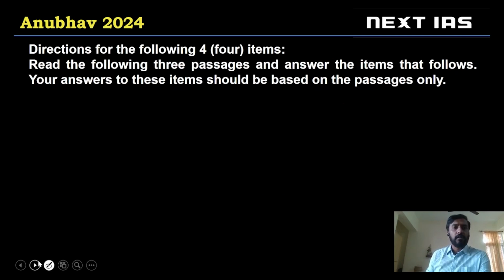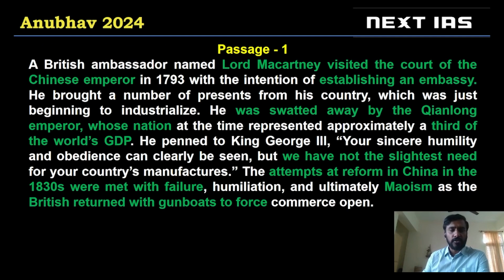Now let's look at the next set of questions. Here we have, this is just a factual passage. This is telling us some story about the British interaction with China and so forth. Macartney visited the court of the Chinese emperor to establish an embassy. So the Chinese emperor sent him away. He was swatted away by the Chinese emperor.